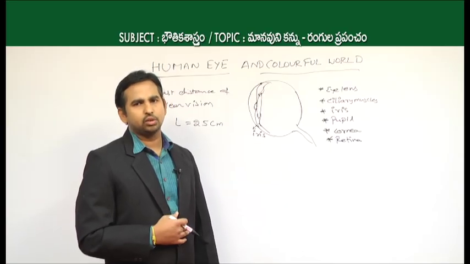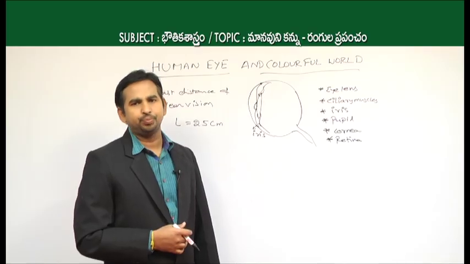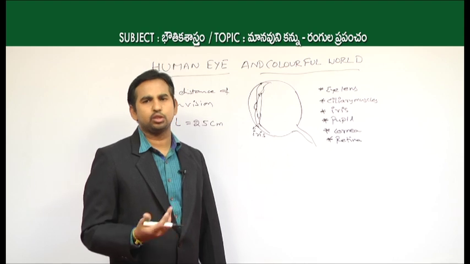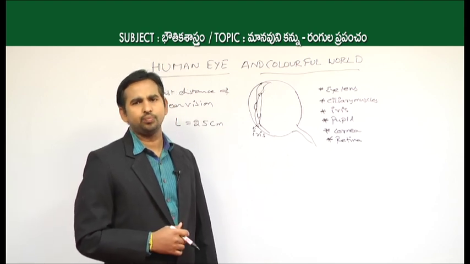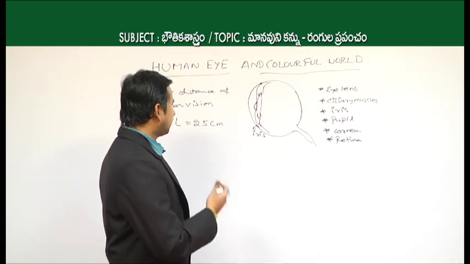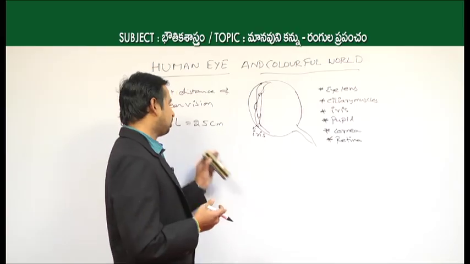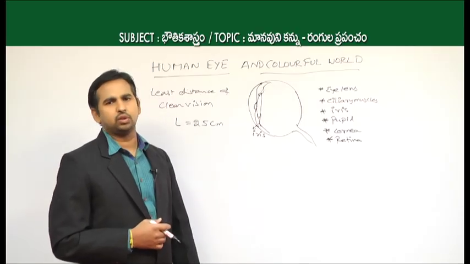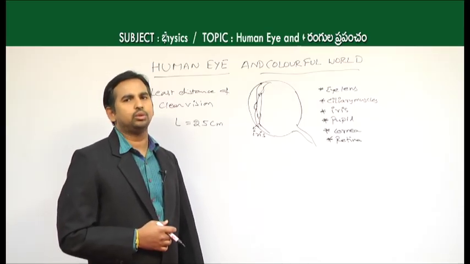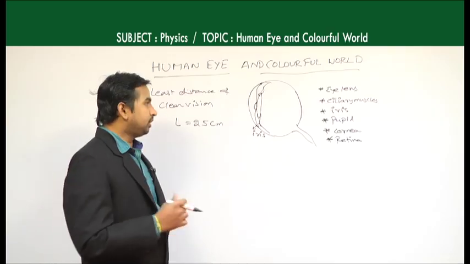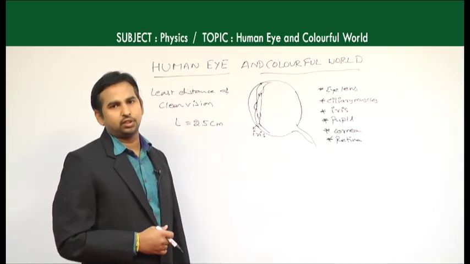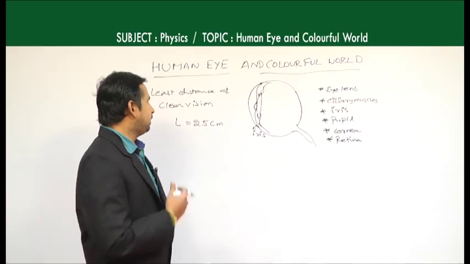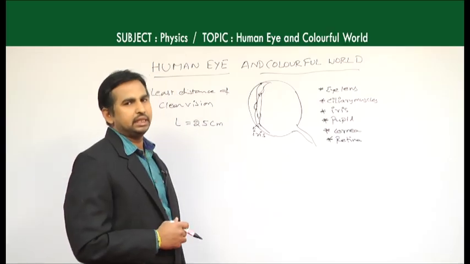But in the case of infants, small children, it can range from 10 centimeters to 15 centimeters. So for adults, on average it is about 25 centimeters, whereas for small children it is around 10 to 15 centimeters. But in the case of aged people, as age increases, this least distance of clear vision also gradually increases.